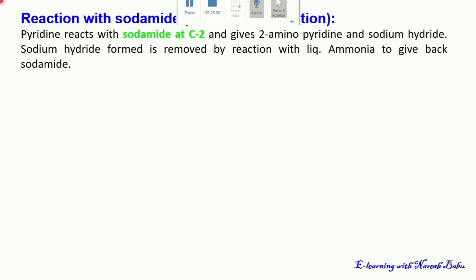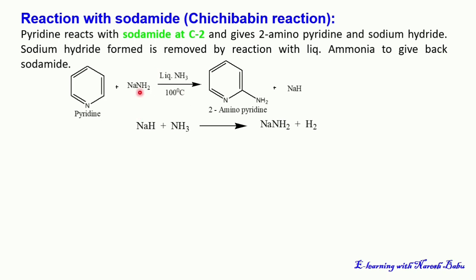So next are some other reactions of pyridine. Reaction with sodamide, you can call it the Chichibabin reaction, very important for 2 marks also. So pyridine reacts with sodamide, that is NaNH2, in the presence of liquid ammonia at 100 degrees Celsius, to give 2-aminopyridine. NaH is also formed as another product. This NaH reacts with ammonia and again forms sodamide, so we can reuse it in the reaction. This reaction we call the Chichibabin reaction.